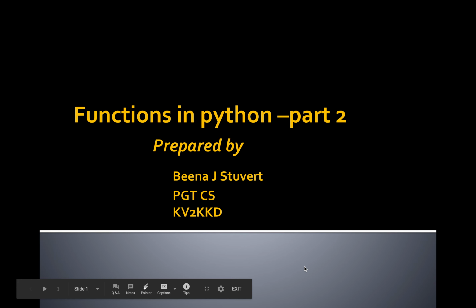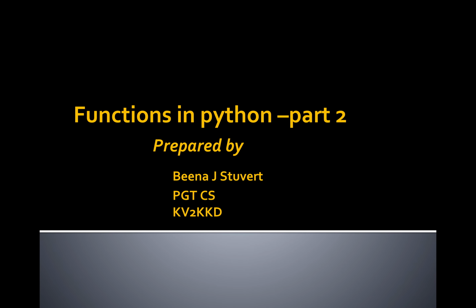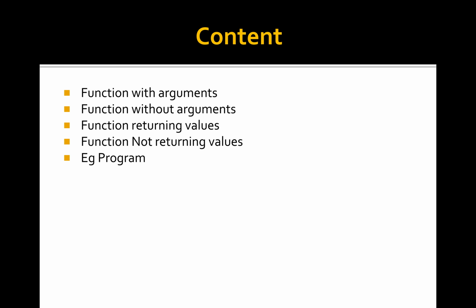We are going to discuss functions in Python. In the last lecture we discussed what a function is, what the advantages of functions are, what the different types of function are, and how we can define a user defined function. So in this lecture we are going to discuss function with arguments, function without argument, function returning values, and function not returning values through some examples.